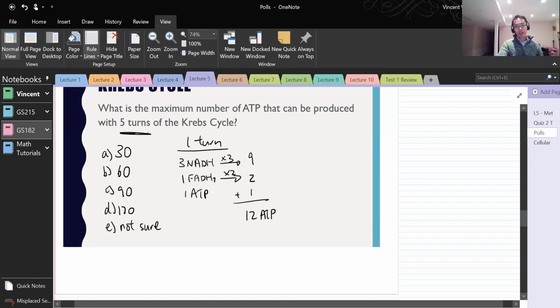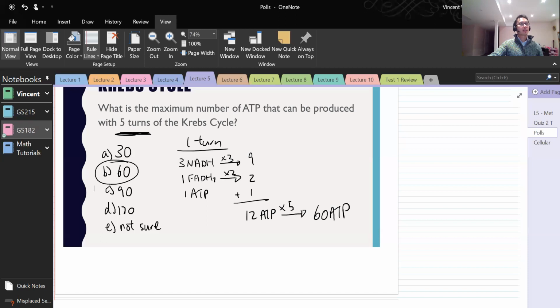So we're going to turn it 5 times. 12 times 5 is 60. That's the correct answer. You will definitely see something like this on the test, so make sure you understand it.